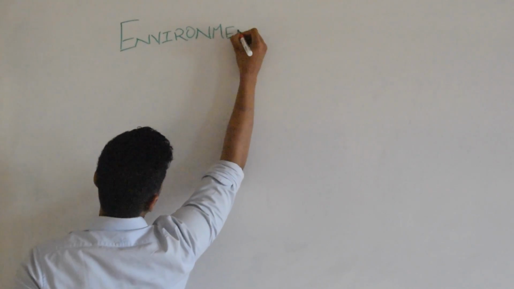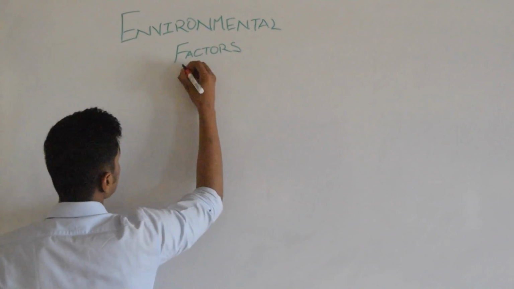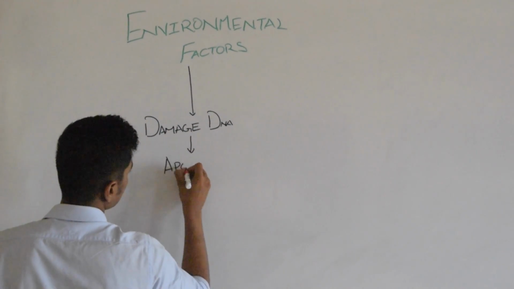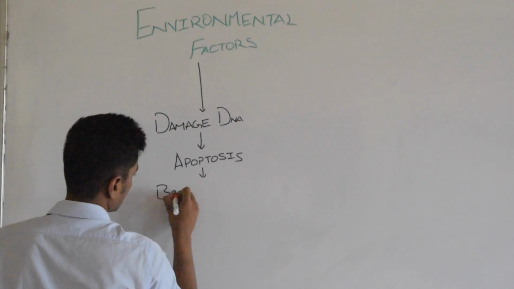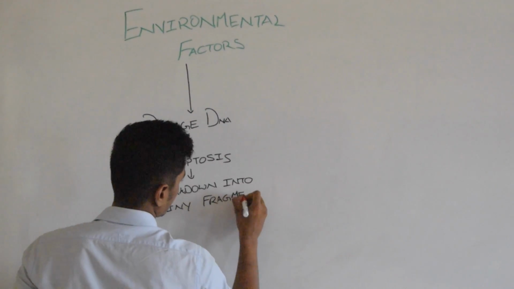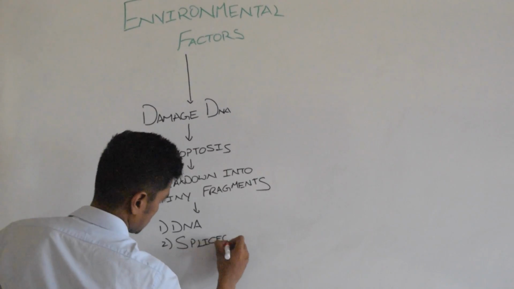Etiopathogenesis is basically the interaction between the environmental factors and the susceptibility genes. Now let's look at what the environmental factors do. They damage the DNA, leading to cell death, that is apoptosis. Now the cell is broken down into really tiny fragments and parts of the nucleus, such as the DNA, histones, and spliceosomes are exposed, and they are our nuclear antigens.